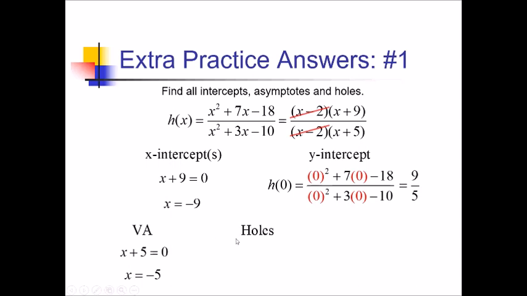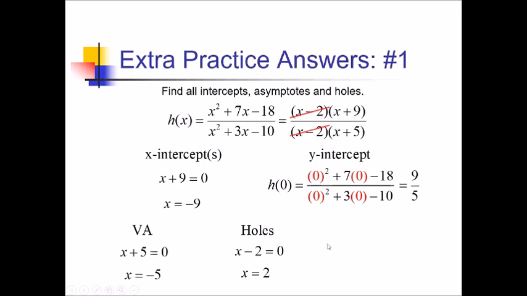Now for holes, those are things that would have made the function undefined but could be canceled out. They're removable. So this x minus 2, if we zero that out, the x value where that becomes 0 is going to be our hole. So x equals 2. And there's a y value you could find if you plugged this back into the simplified function here. It would have actually been 11 over 7.